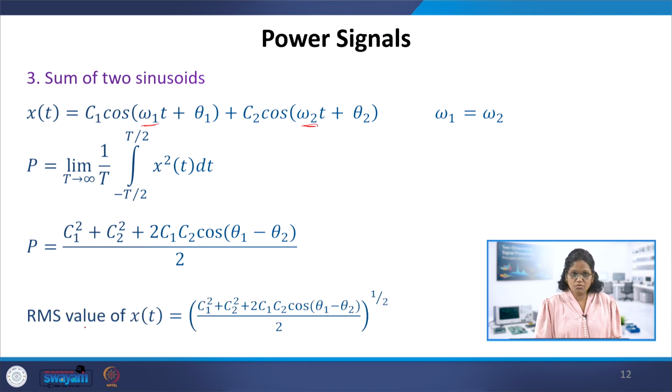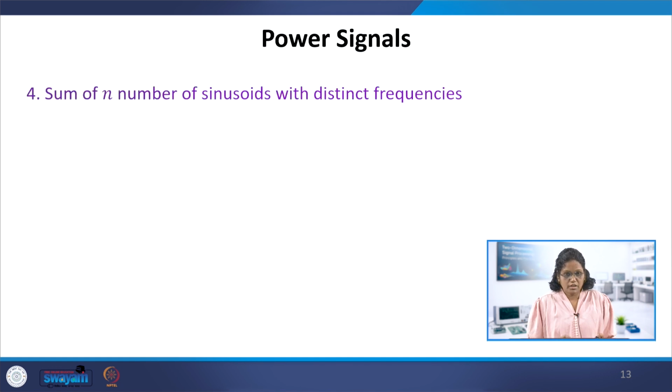So here the RMS value of x of t is the root of (C1 squared plus C2 squared plus 2 C1 C2 cos(theta 1 minus theta 2)) by 2. So the RMS value can be found from here: C1 and C2 different amplitudes, different phase, but same frequency. Okay, so it is not only depending on amplitude as in the case of different frequencies, but it is also depending on the phase difference, and the cosine of that. So this is about the energy and power signal.